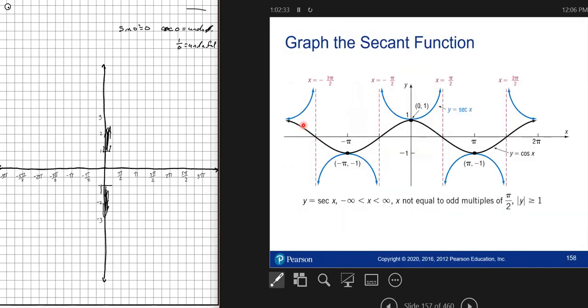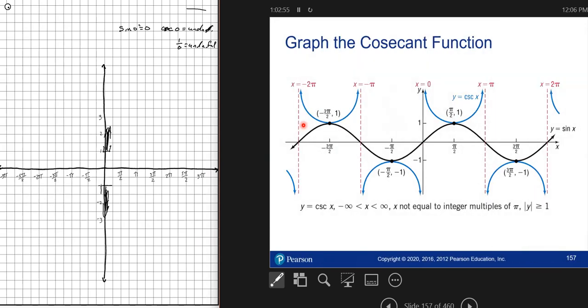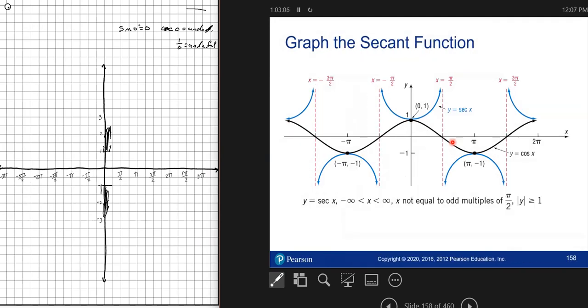The secant has the same relationship with cosine that cosecant has with sine, so it's going to be the same. The graph is going to look exactly the same, except it's been shifted pi/2. The only difference between these two graphs is if I shift this graph pi/2 units to the right, I get this graph. Any questions there?